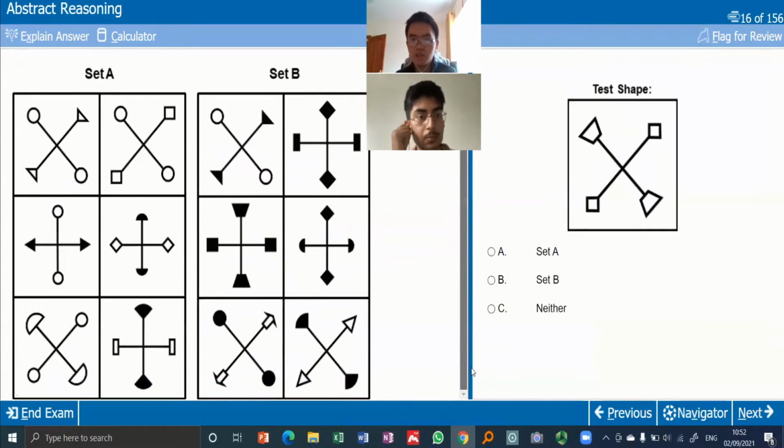I'll do one more set A, B, or neither question. Right. So once I've had a go, I'm looking at the pattern. So I noticed in both sets there's different shapes, and they're the same shape on the opposite end. I'm also adding up the number of sides. I'm not really sure what the pattern is for this one.